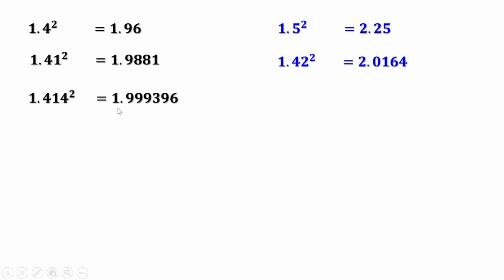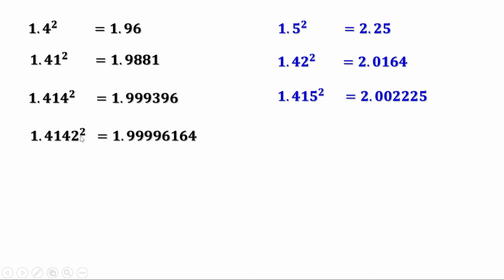1.414 square is 1.999396. 1.415 square is 2.002225. Therefore, the value of root 2 is in between 1.414 and 1.415. 1.4142 square is 1.99996164. 1.4143 square is 2.00024449. Therefore, the value of root 2 is in between 1.4142 and 1.4143.